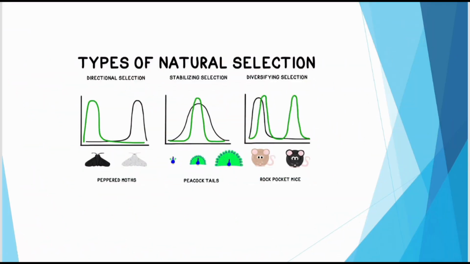We already discussed that there are three types of natural selection, and in this diagram you can see the different graphs of these three natural selections. The first one is directional selection, the second one is stabilizing and the third is disruptive. In disruptive selection, you can see more variation, and very little in stabilizing selection.